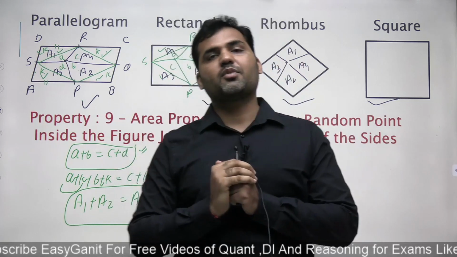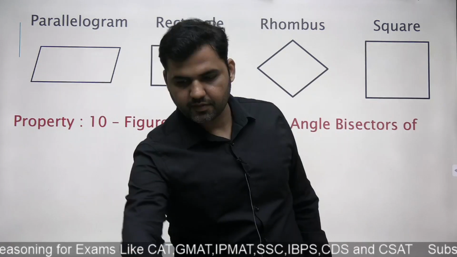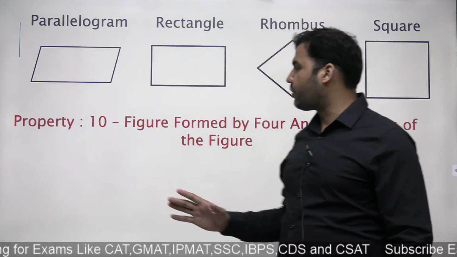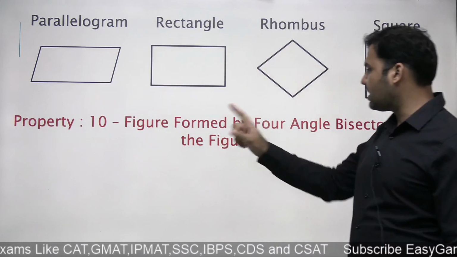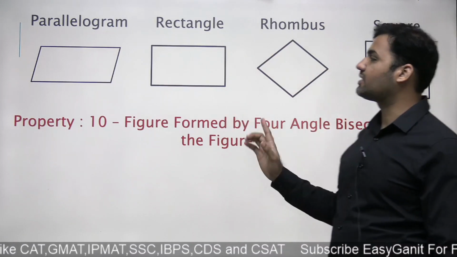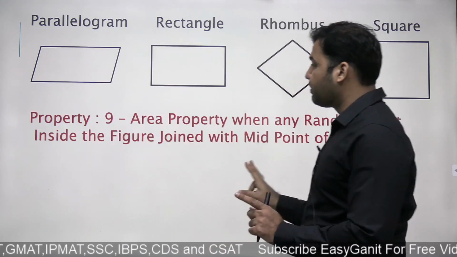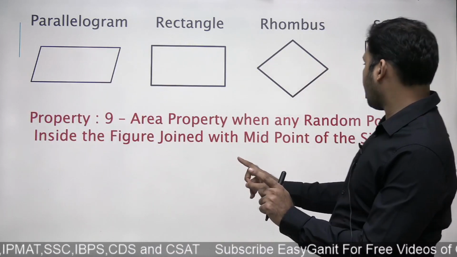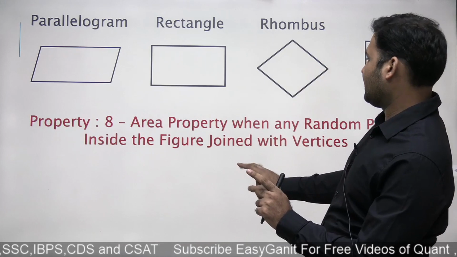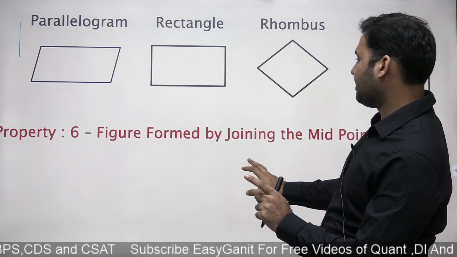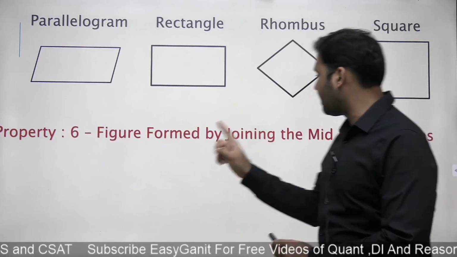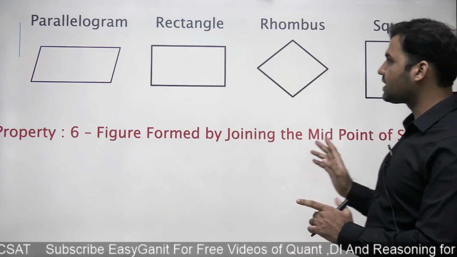Let's move on to now property number 10, everybody. So guys, in the 10th number property, we are going to discuss figure formed by the four angle bisector of the figure. In the previous property number 7, we discussed, in the property number 6, we discussed the figure formed by joining the midpoints of the side.